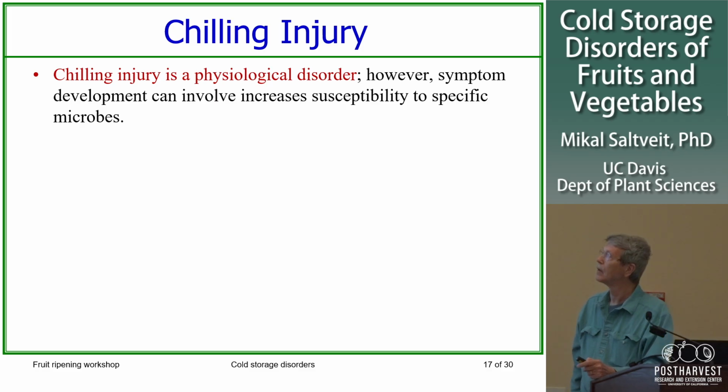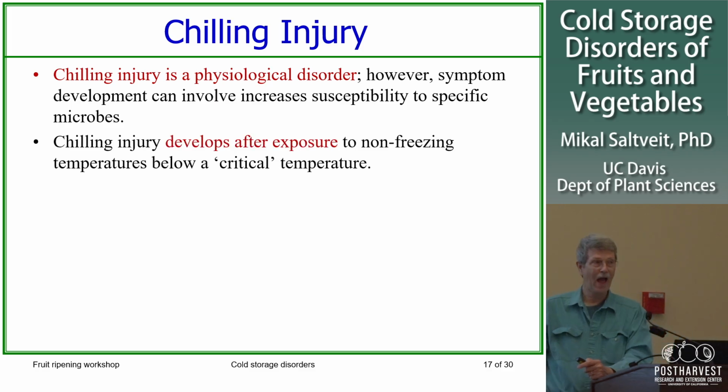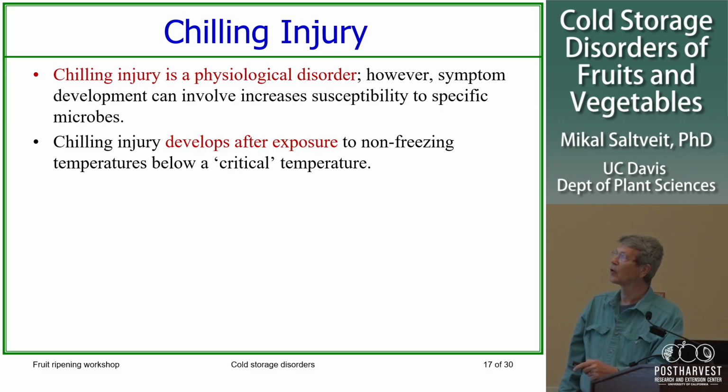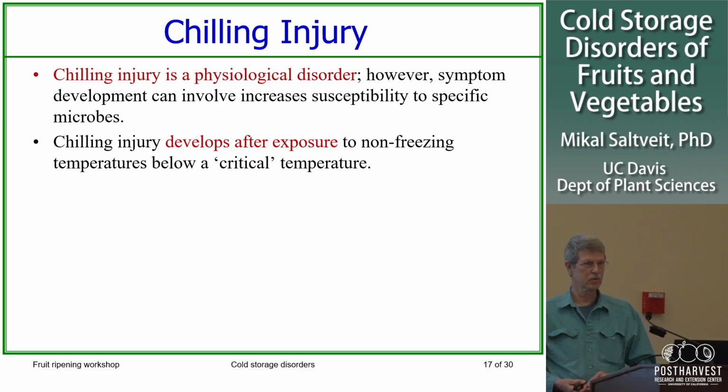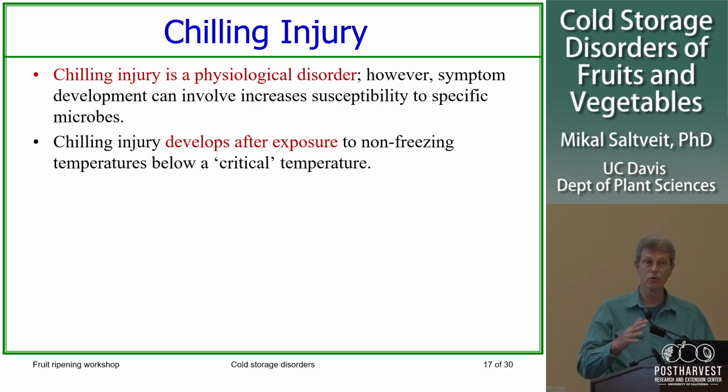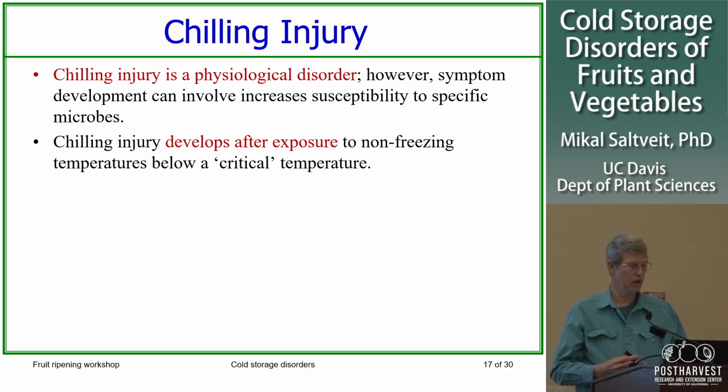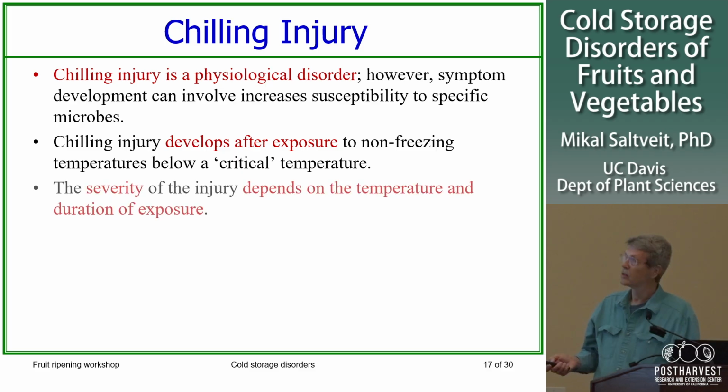in the tissue. It develops usually after exposure. In cases where there's prolonged chilling, it can occur during the chilling, but oftentimes it occurs after the chilling occurs. And there's often a critical temperature below which the things will be injured. The critical temperature is usually around 10 degrees Celsius or 50 degrees Fahrenheit. But African violets, they're very sensitive to chilling, and they'll be injured at around 55 degrees Fahrenheit or around 12 degrees Celsius. Severity depends on the temperature and the duration of exposure.